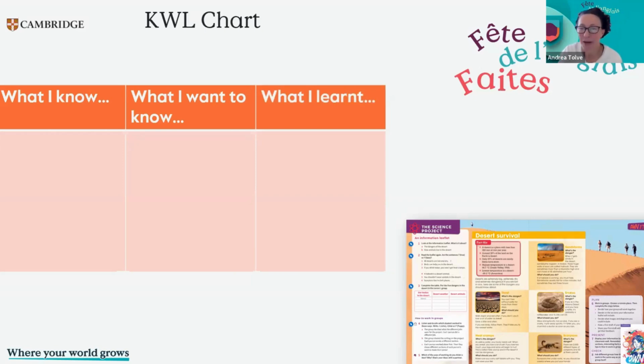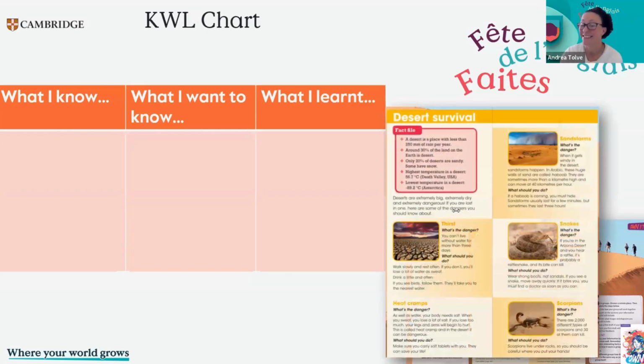Okay. But as it was already mentioned, Audrey said, what I know, what I wonder, same thing as what I want to know, what I wonder about the subject, and what I learned. So it can be used with any topic or subject area. I'm going to show you with this example. This is a CLIL lesson that looks at desert survival.